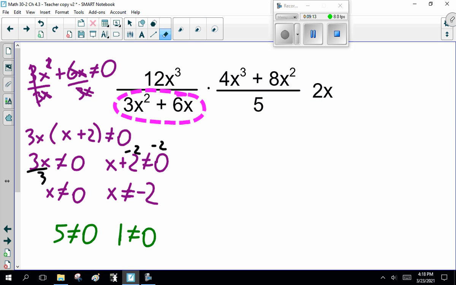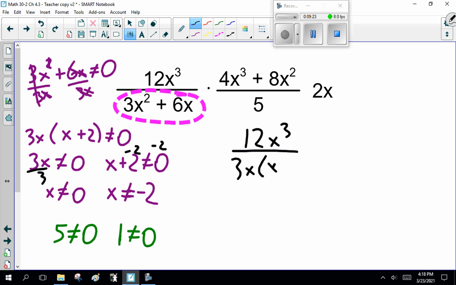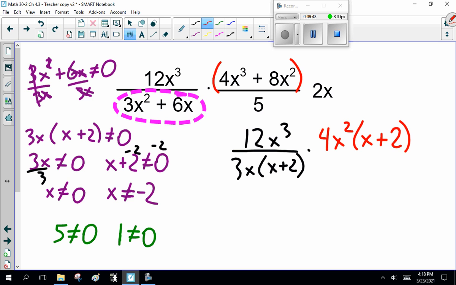Now, the next part is simplifying this mess. So, 12x cubed. Now notice I simplified my denominator here. That's 3x or x plus 2. Now, 4x cubed plus 8x squared. I have to simplify that. Oh yeah, 4 and 8, I can factor out 4, and I can factor out an x squared. And that leaves me x plus 2, I think. Yes. 5. And don't forget the times 2x.